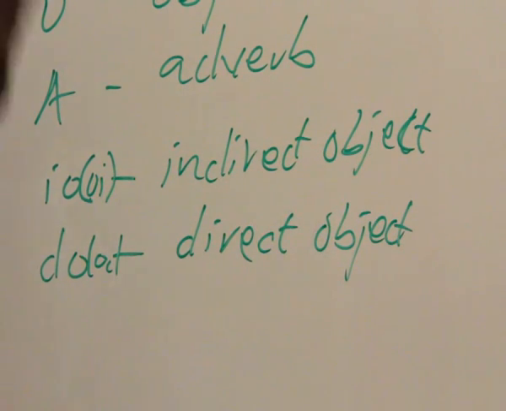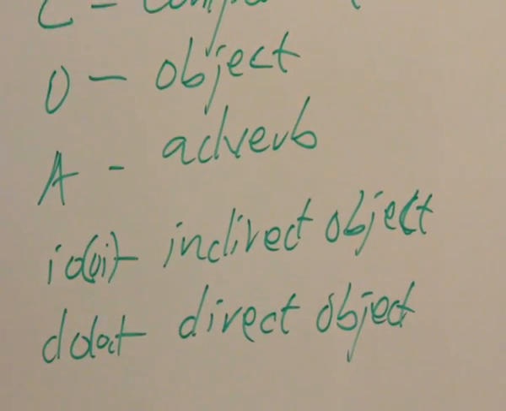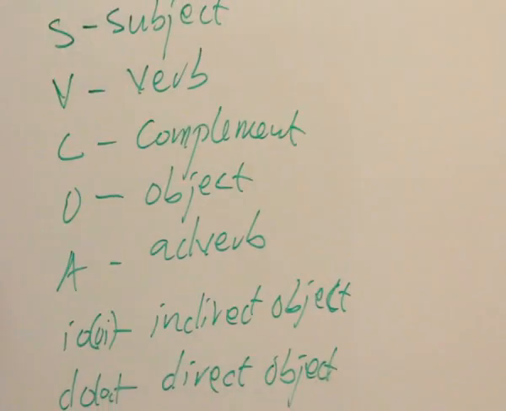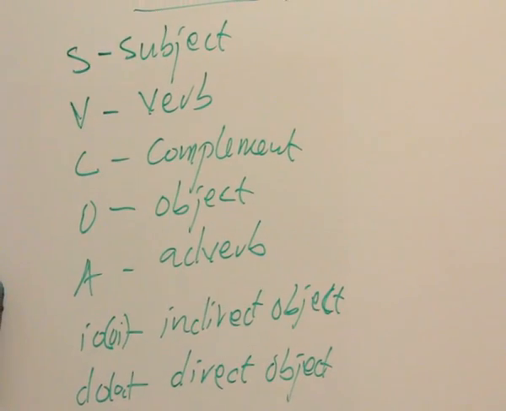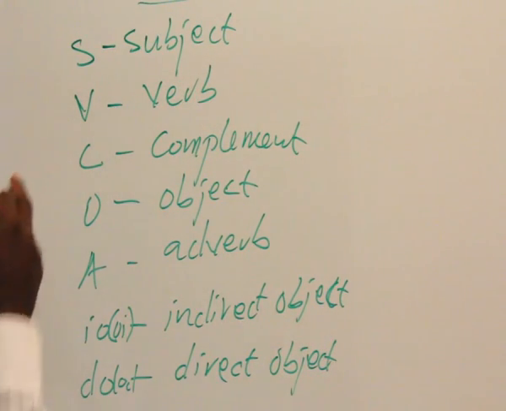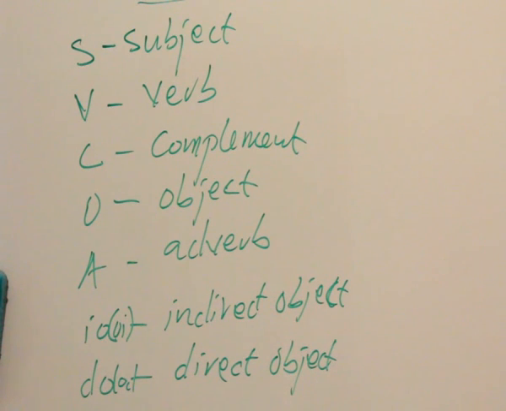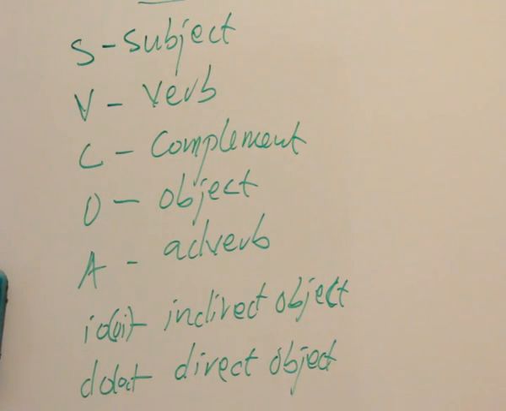A sentence can have SV. Remember that there must be a subject and a finite verb, except in imperatives, for example. So these two components, subject and verb, are very important. But besides the subject and verb, we can have other parts, other elements, such as the complement, the object, the adverb. And then we also have the indirect object, then the direct object.